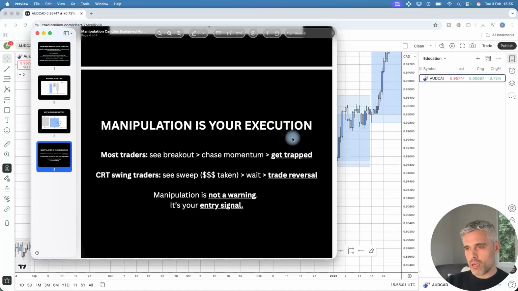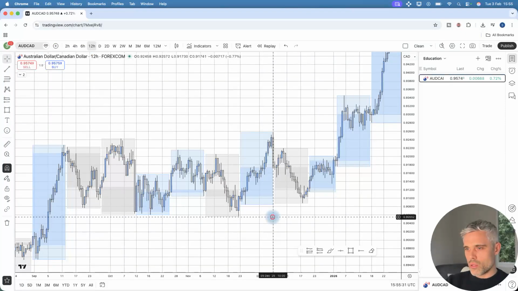So what does this mean? Manipulation becomes the first phase of your execution. Most traders see a breakout, highs or lows being traded through, and they chase into that momentum. They get trapped. CRT swing traders notice that price is being swept. They wait for lower time frame confirmation, which we'll get into. They trade the reversal. So manipulation is not a warning, it's actually your entry signal. So let's look at this on the charts.